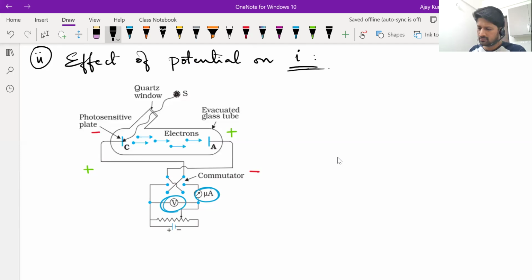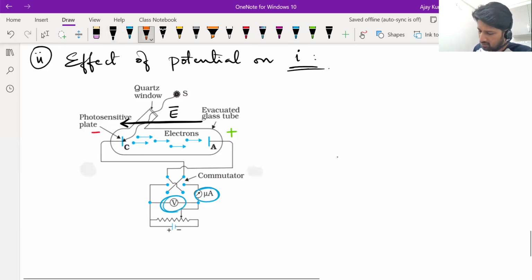Now, suppose A is kept at high potential. The collector plate is kept at high potential and the emitter plate is kept at low potential. Then what will happen? The electric field will be created from A to C. This is the direction of the electric field. Then the force on the electrons will be this way, from C towards A. That will be the direction of force on the electrons.